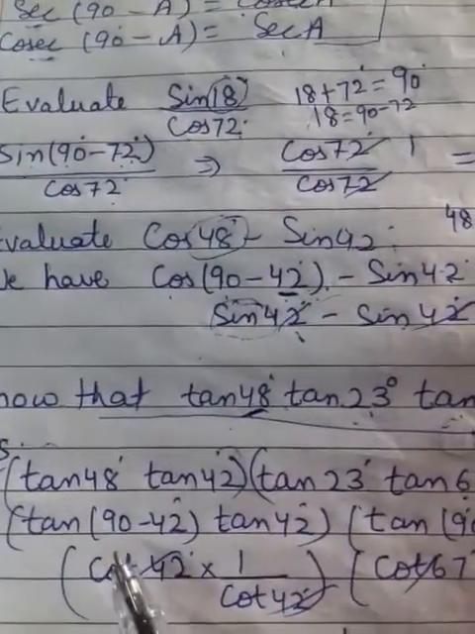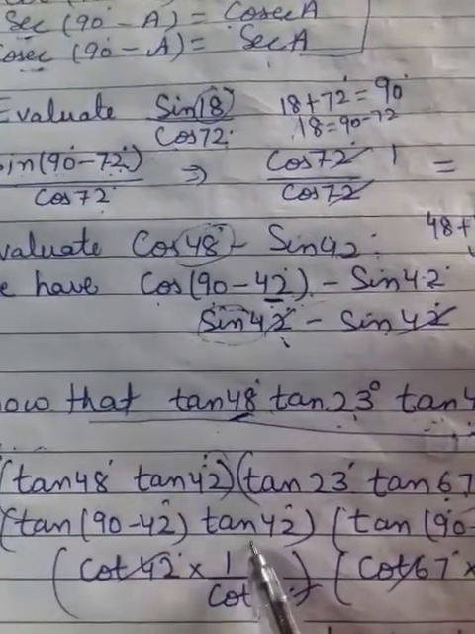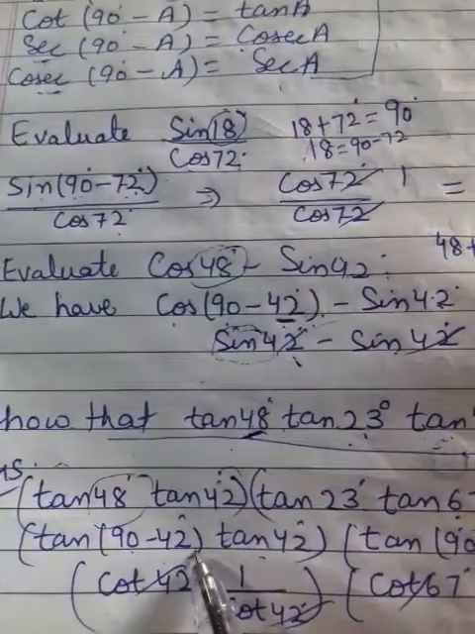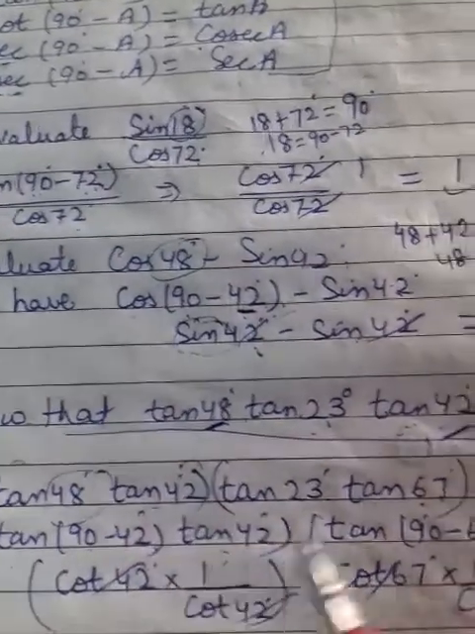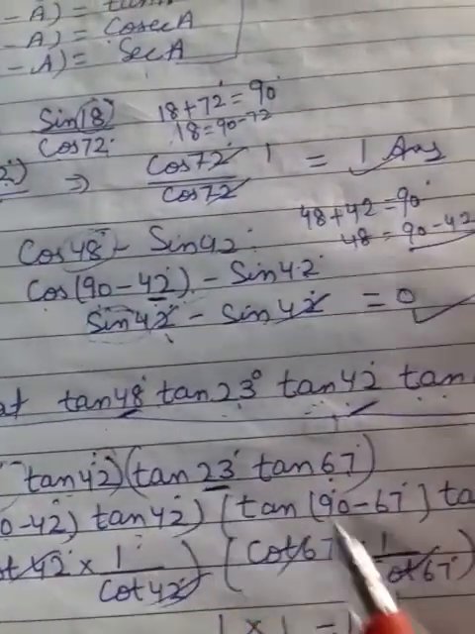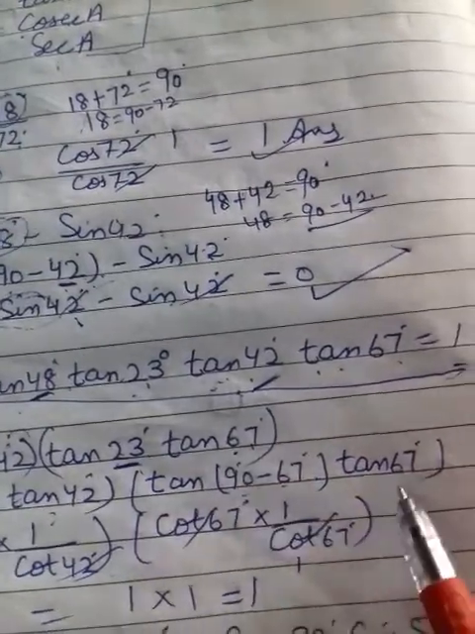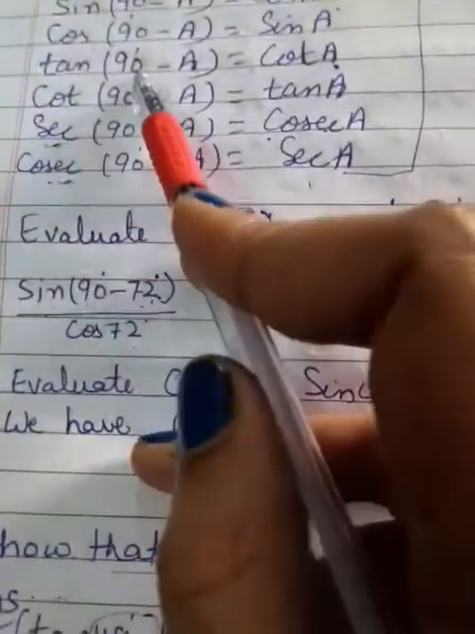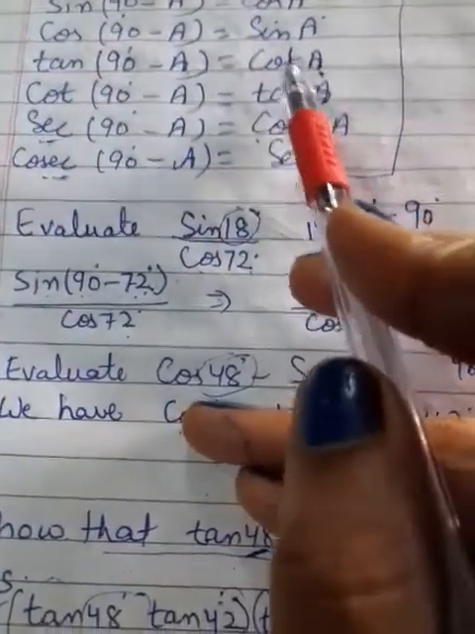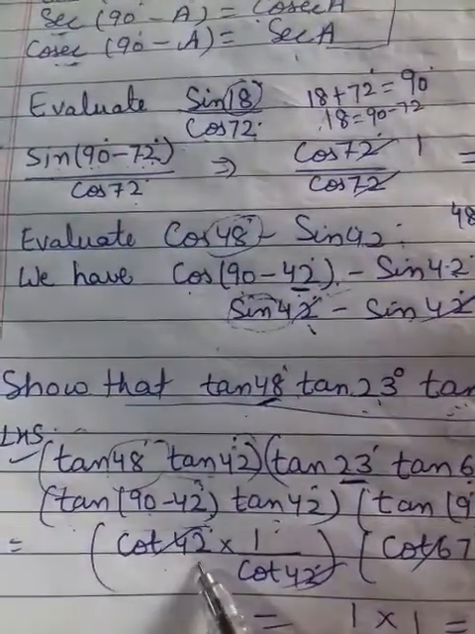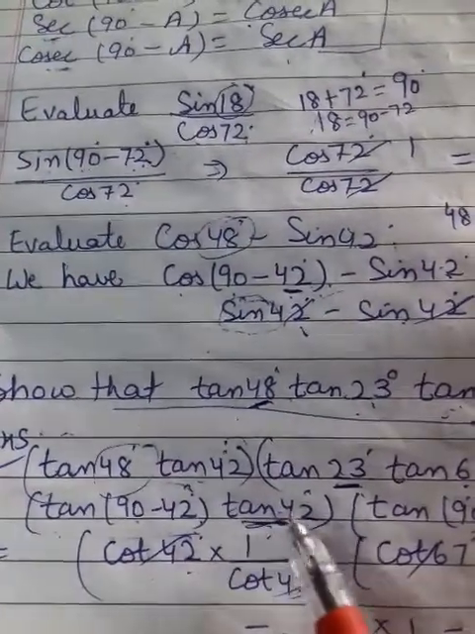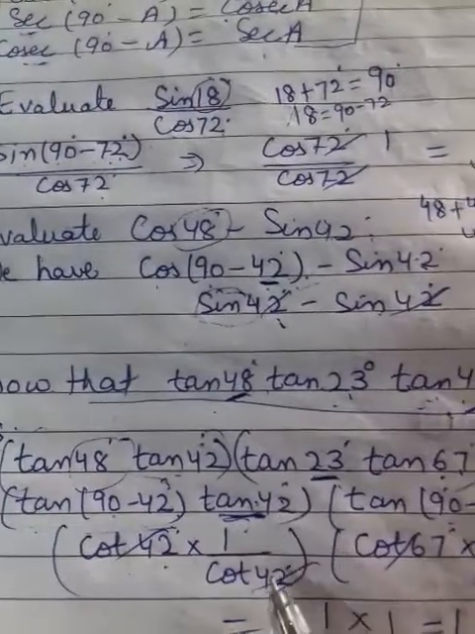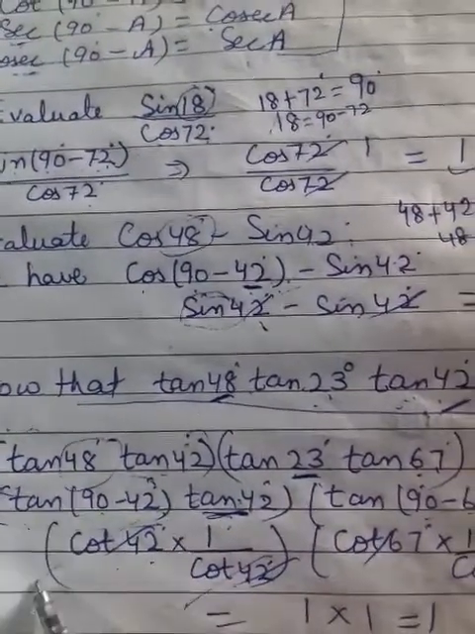Now you know both are making 90. I will change one. So second I keep same. Now I can write 48 as 90 minus 42. But this one same, this one also same. Similarly here I can write 90 minus 67. This one I kept same. So you know tan 90 minus a is your cot a. A is your 42. Tan 42, you know tan is the reverse of cot. In my previous video I discussed tan is the reciprocal of cot. So both will be cancelled.